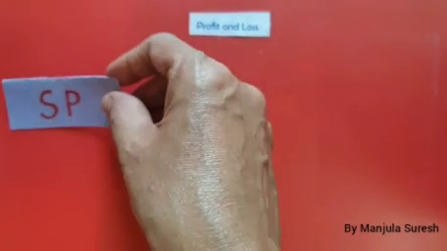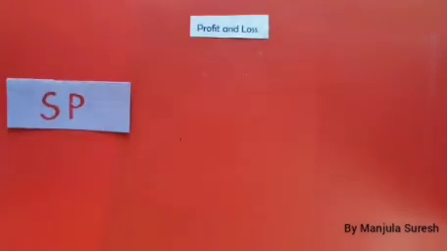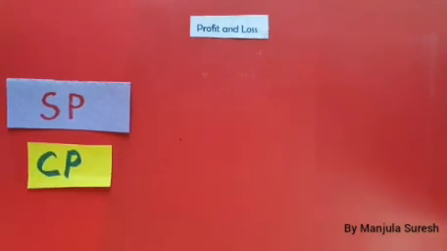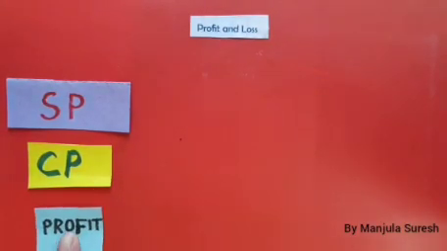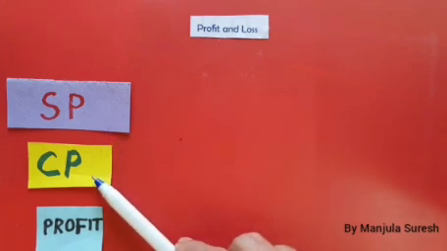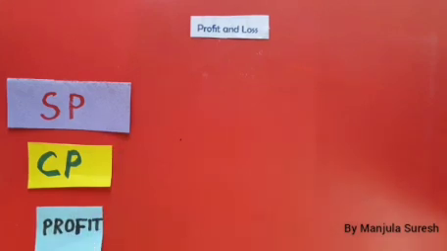When the selling price of an item is more than its cost price, we make profit. That means selling price is greater than the cost price. We can subtract and find the difference. That difference is called profit.